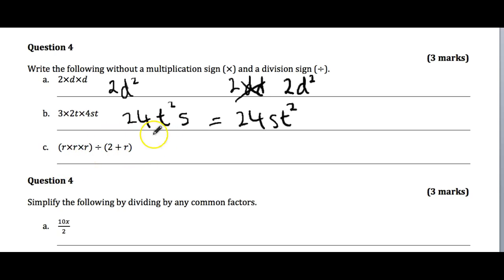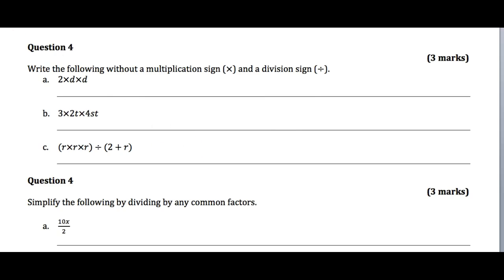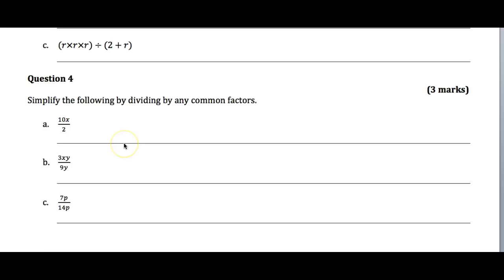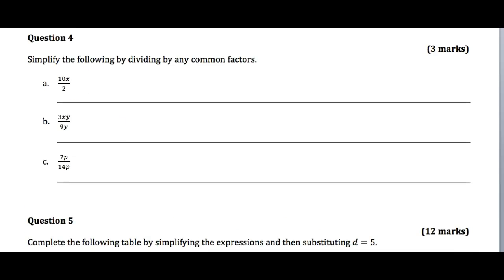Okay, and then lastly, C. So r times r times r is r cubed over 2 plus r. Okay, moving along. Question 4 was quite tricky. Okay, so let's go through this one.